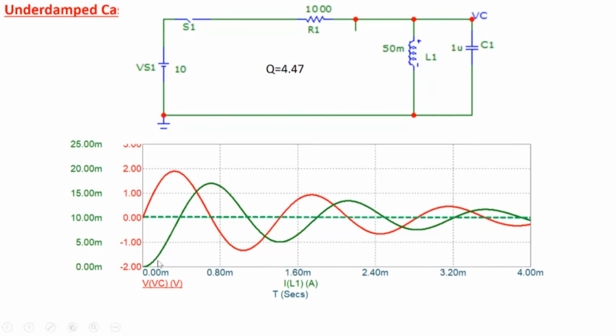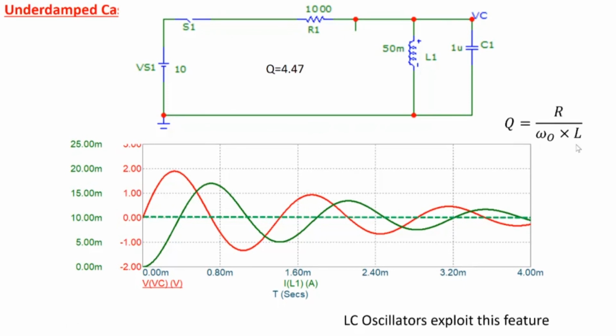So we'll not go into the details. Similar things are happening here: inductor charging, capacitor discharging, similar to what we discussed in the series RLC circuit here. Except that note that Q is R by omega naught L in this case.